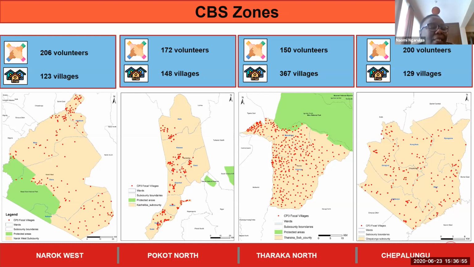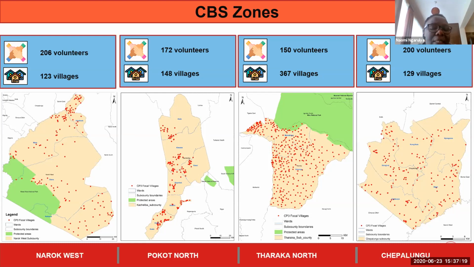These frontiers are distributed equally in the county. For example, the 206 volunteers are scattered across the 123 villages. In West Pokot, we have 172 volunteers, again trained, and they are spread across 148 villages.